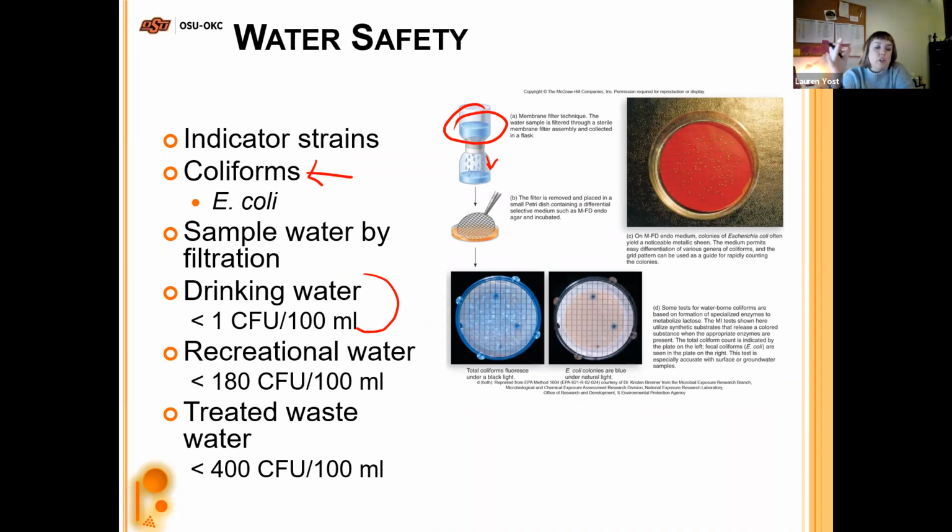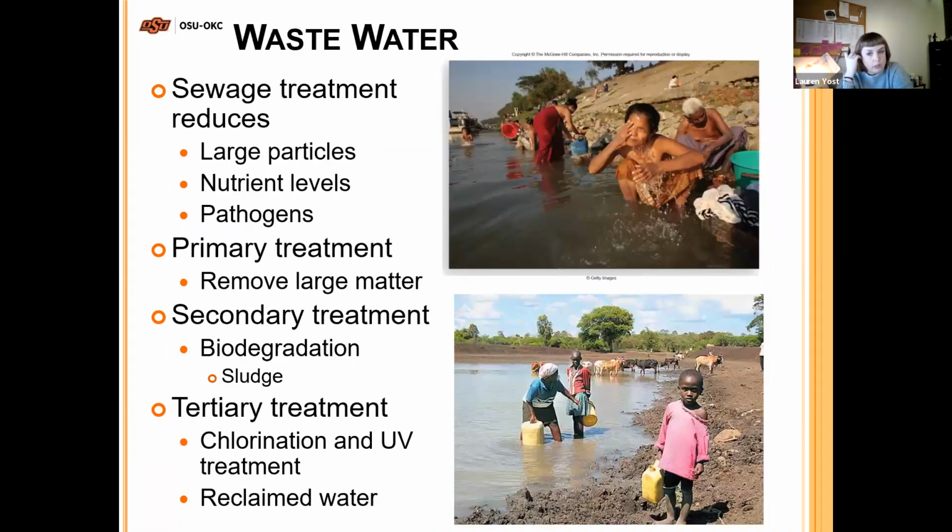So recreational water, we have less than 180 colony forming units. And then treated wastewater that's getting pumped back out into like the river systems and stuff, that's less than 400. So that can have a little more.